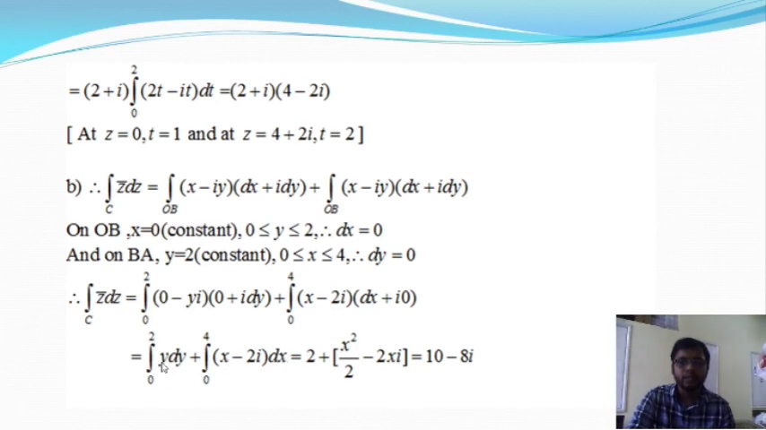The integration of y dy is equal to y squared by 2, and after putting the lower and upper limits we will get 2. A similar thing will happen in the second integration, where the integration of x is x squared by 2 and the integration of 2i is 2xi, with the upper limit 4 and the lower limit 0. So after simplifying, we will get 10 − 8i.